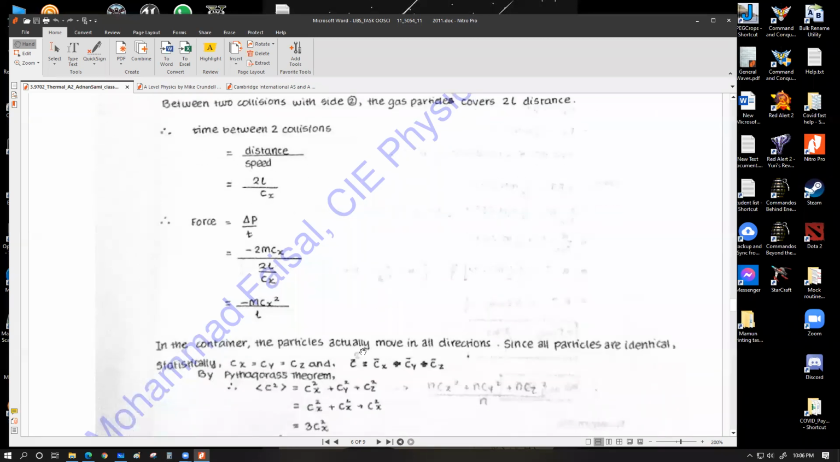Then comes this expression. In the container, the particles actually move in all directions. Since all particles are identical, statistically we can say cx equals cy equals cz.